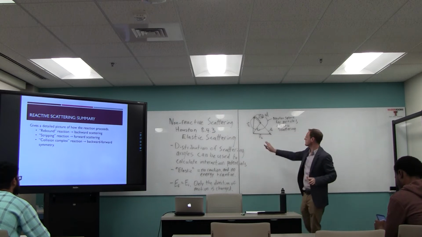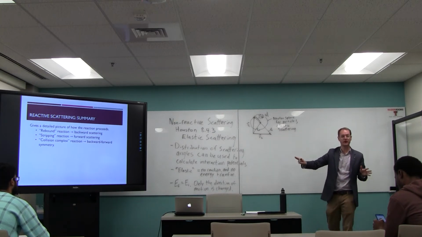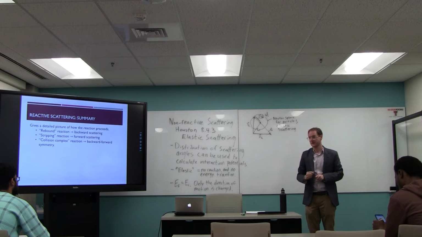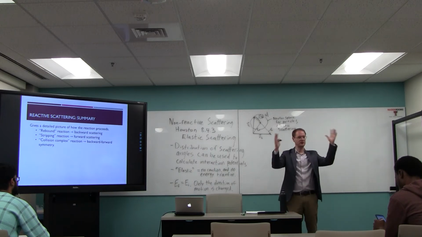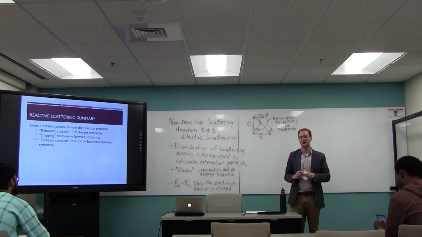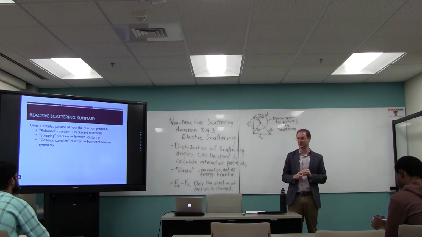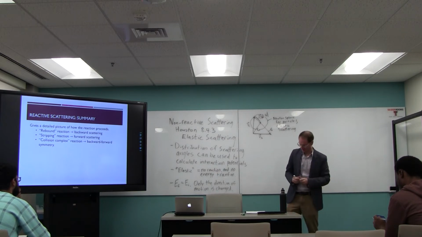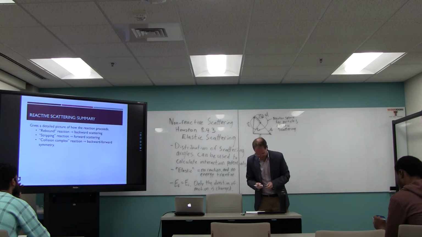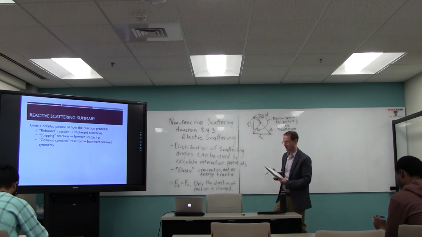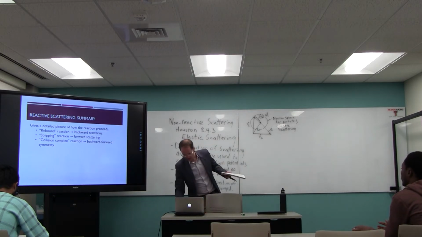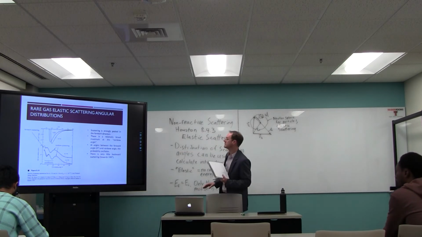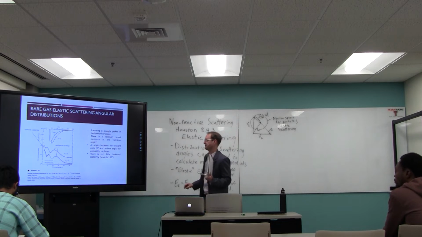Okay, so this type of scattering is very common when you have rare gas atoms scattering from each other, right? Because rare gas atoms basically look like billiard balls. It's very difficult to excite internal degrees of freedom, right? You'd have to have very high energy collisions in order to excite the electronic states of an atom. But let's look at an example.